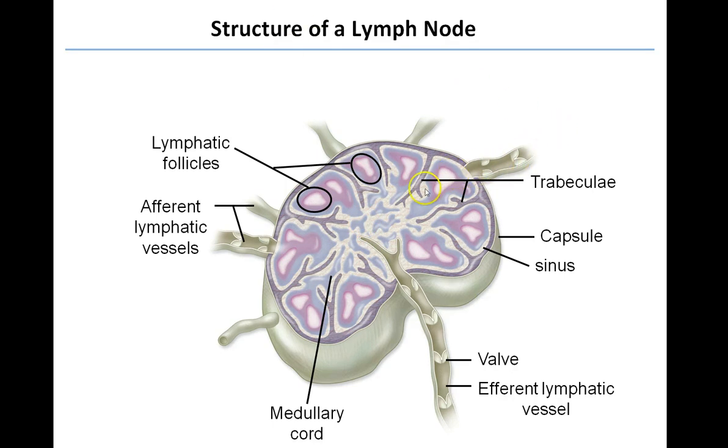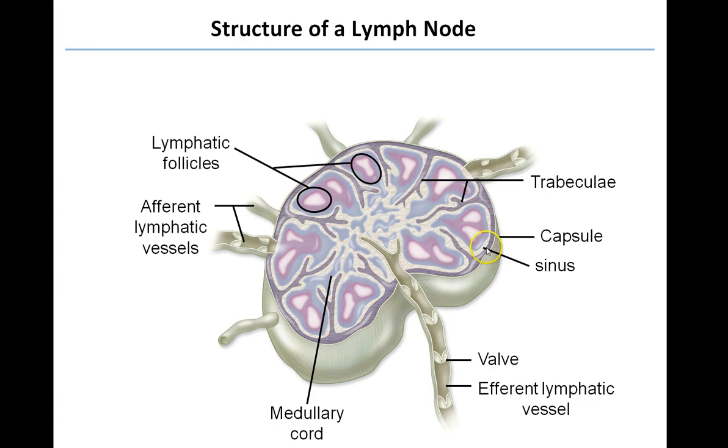The lymph fluid enters the lymph node by any one of these afferent lymphatic vessels. If you want to know the direction of the fluid flow, look at how the valves are pointing. So the fluid is flowing in via this way to the afferent lymphatic vessels. It'll flow through the cortex into the medulla and then out via the efferent lymphatic vessel.